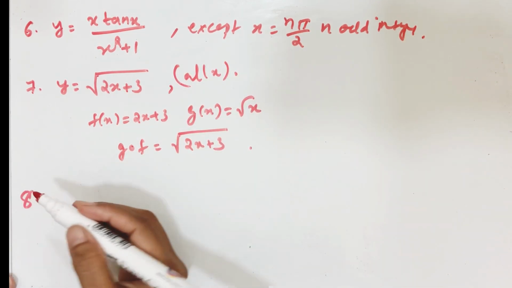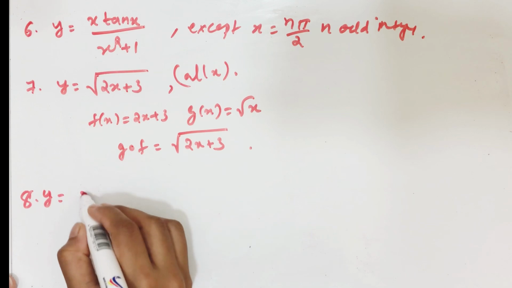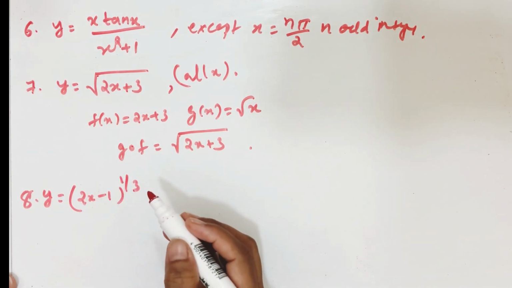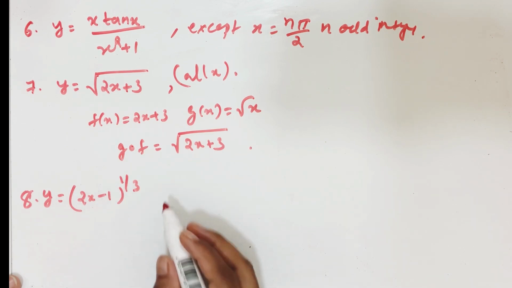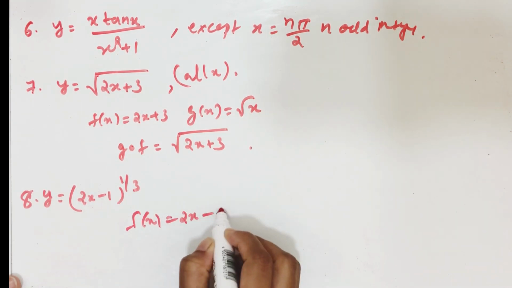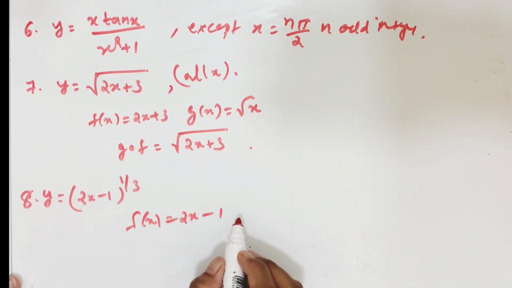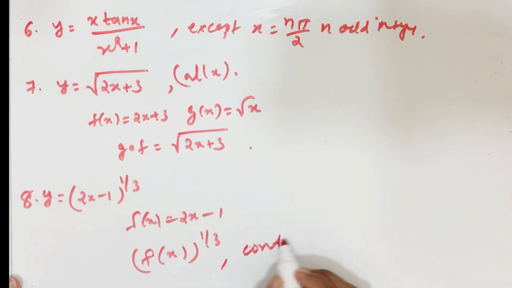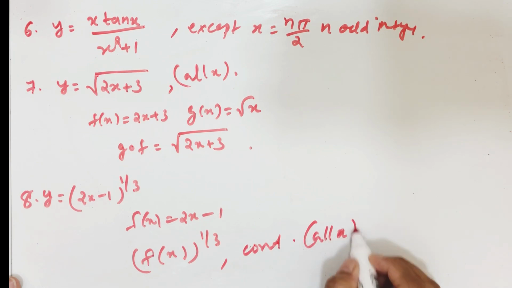Next question, y is equal to 2x minus 1 the whole raised to 1 by 3. Here we can say take f of x is equal to 2x minus 1, which is a polynomial function, continuous. Therefore, f of x the whole power 1 by 3 is a rational power of a continuous function, which is continuous everywhere. That is, continuous in all x.